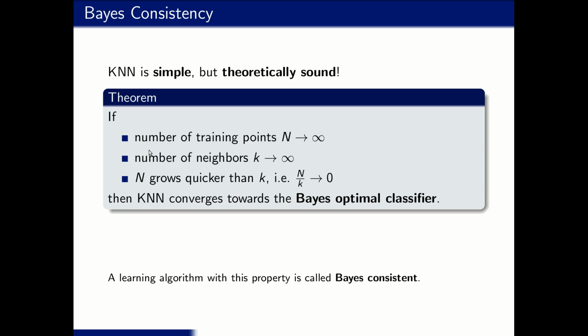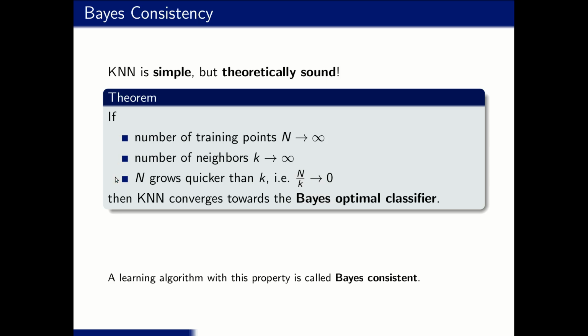KNN is quite simple and intuitive, but it also has nice theoretical properties. It's theoretically sound in the following sense. Assume that we have n training points, and now we get more and more training points, so n goes to infinity. In the limit we get infinitely many training points. And assume that we also increase our parameter k to grow to infinity. So our training points grow to infinity, but also the number of neighbors we consider grows to infinity. But the number of data points grows quicker than k, in the sense that k over n goes to 0. So both n and k go to infinity, but k over n goes to 0.